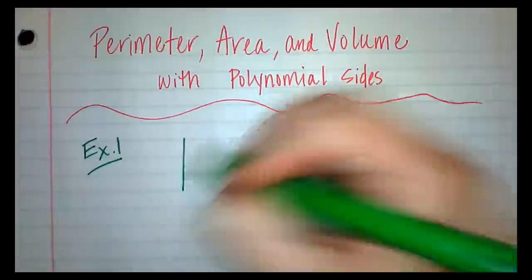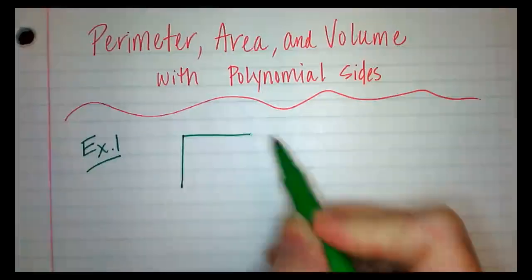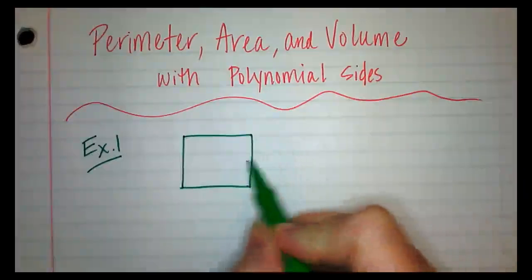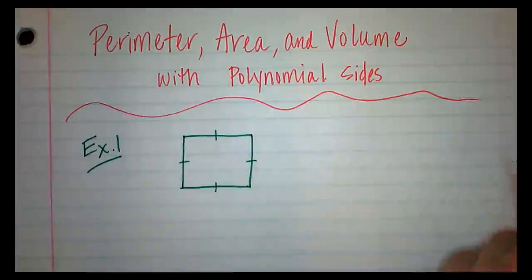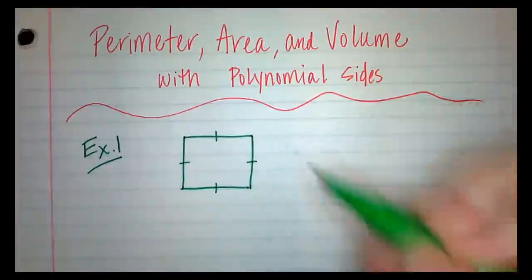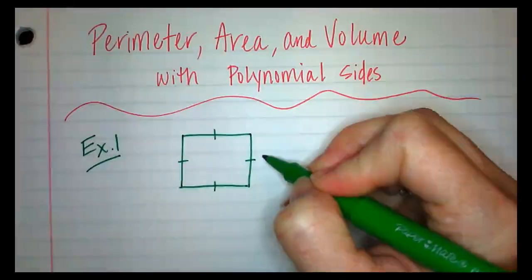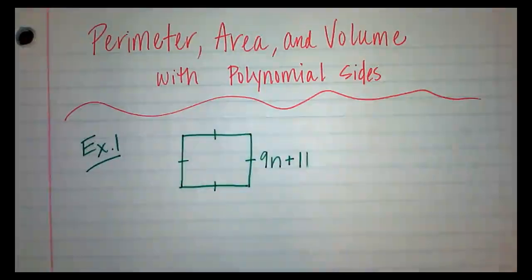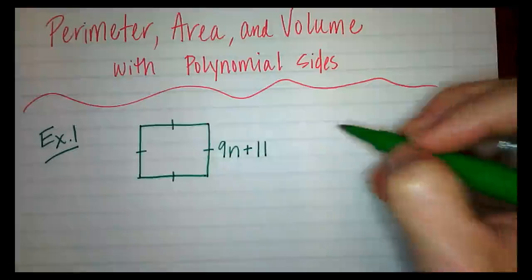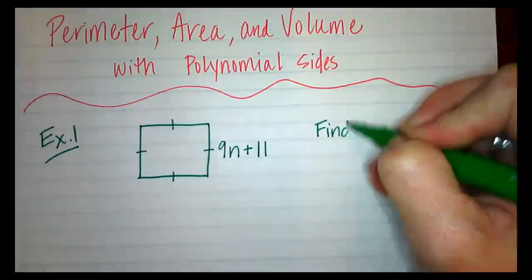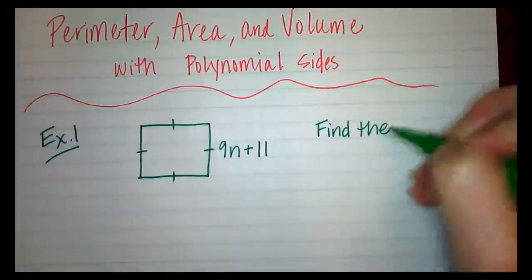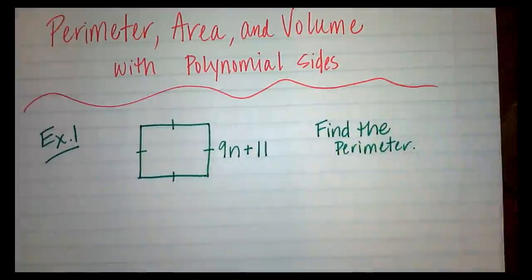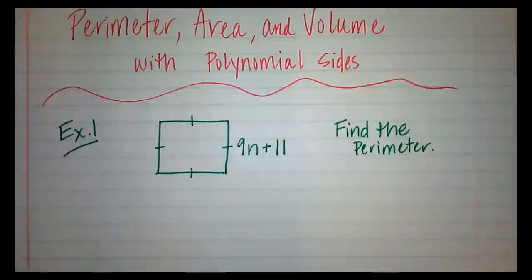Example 1, so let's say that we have a square. We know the square has 4 congruent sides. So if I told you that the side length was 9n plus 11, and I asked you to find the perimeter, when we find perimeter, that means that we need to add up all the sides, because the perimeter is the sum of the sides.